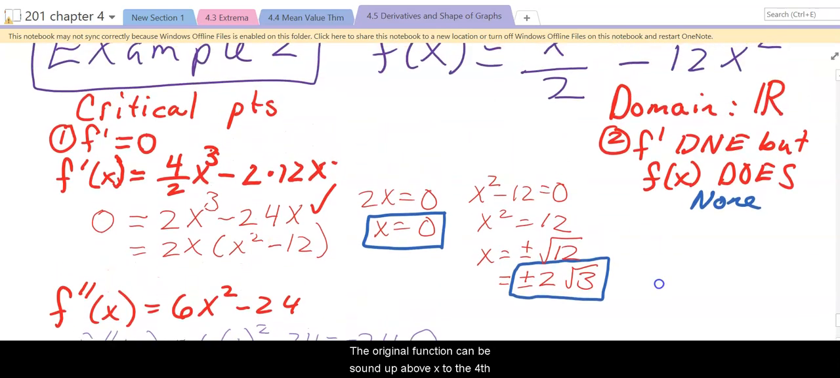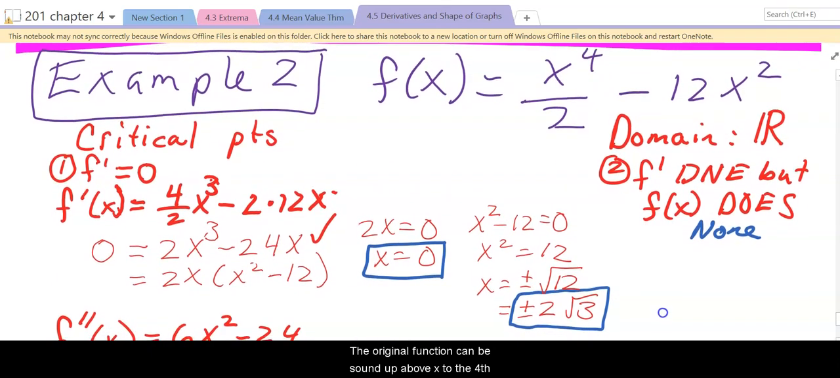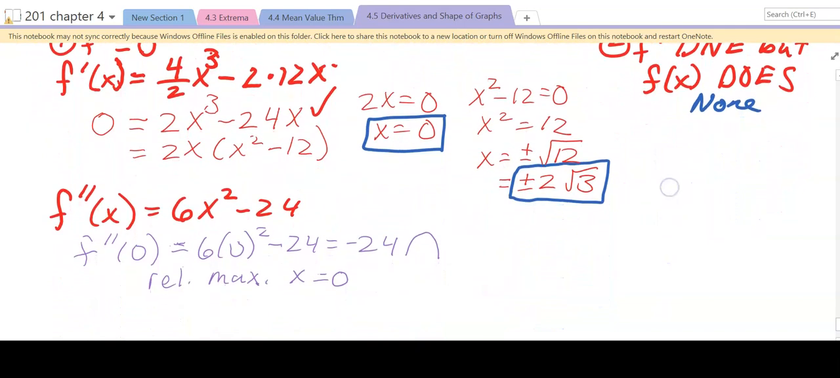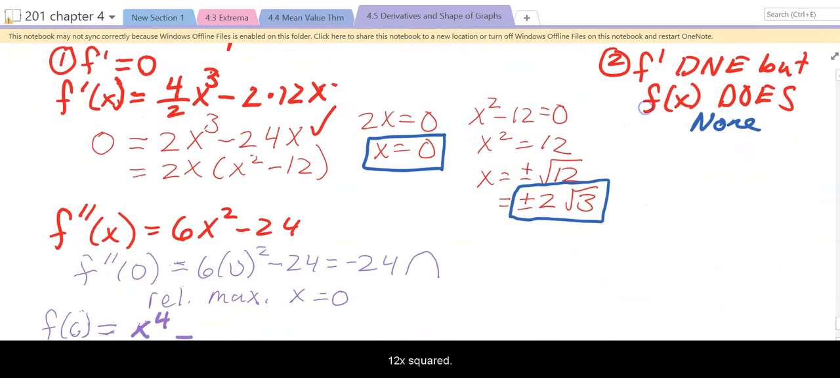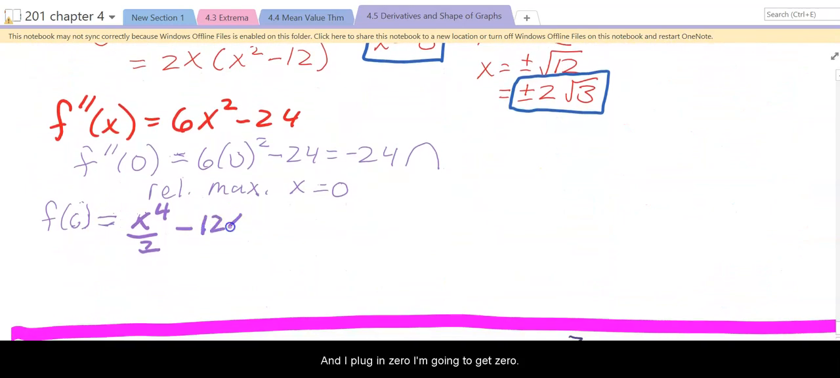The original function can be found up above, x to the 4th over 2 minus 12x squared. So if I plug that into the original function, x to the 4th over 2, hang on while I get a different marker, maybe will work a little better. x to the 4th over 2 minus 12x squared, and I plug in 0, I'm going to get 0. I have a relative maximum of value 0 occurring at x equals 0.